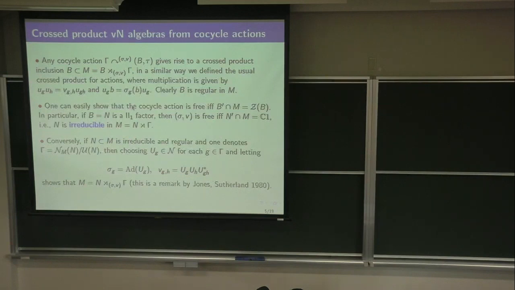And here I emphasize that conversely, when you have an irreducible regular inclusion of factors, then this normalizing group, if you denote it by gamma, actually implements a cocycle action on N, and you can view this inclusion as N into N cross product with this cocycle action with gamma, identifying M in that manner as a cross product algebra.